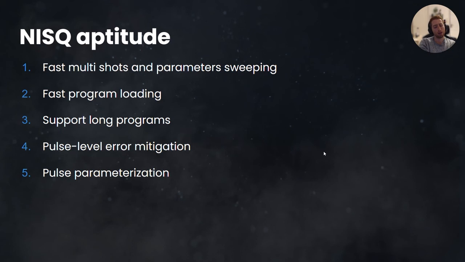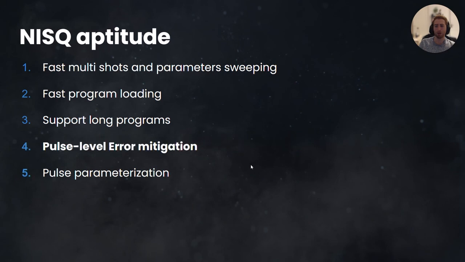We try to focus on NISQ applications, right? For example, you want to do multiple shots of the same circuit because, again, quantum algorithms are statistical, right? You want to maybe rerun the same circuit multiple times. Maybe you want to rerun the same circuit but with different parameters. Your hardware and software need to take that into account. You need to support long programs, right? So every hardware has its limit, and the longer the limit is, the better, right?